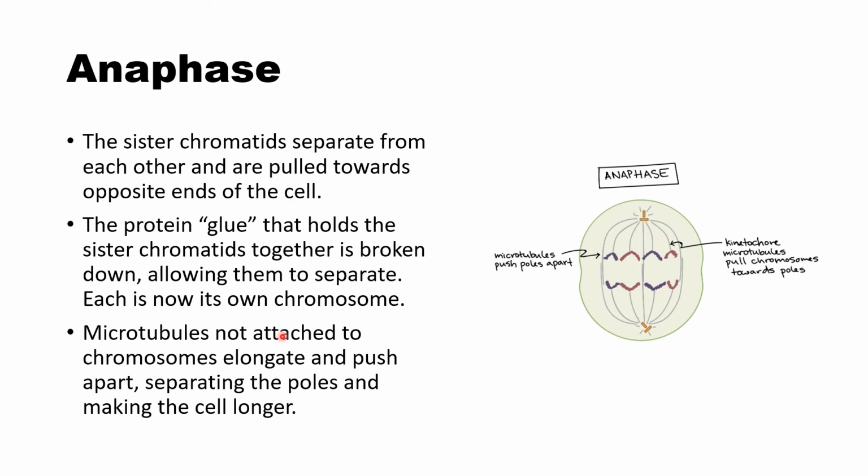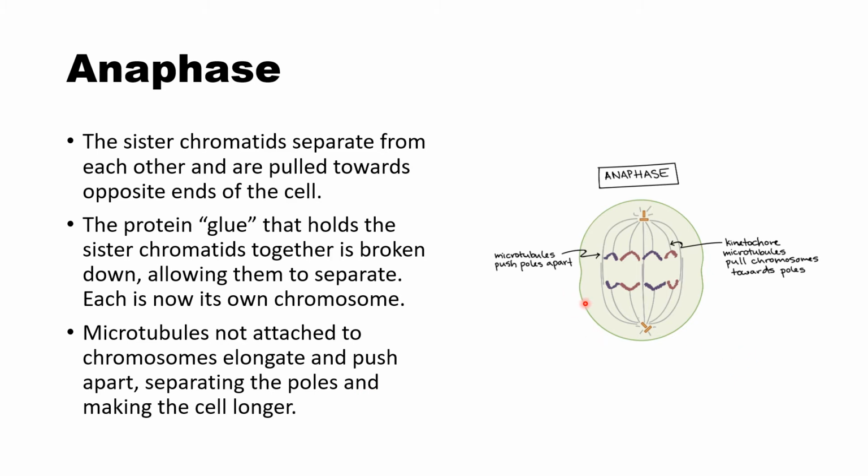So, basically, pag in-split mo or pinull mo apart yung sister chromatids, they will become its own chromosome. So, isang chromosome ito, isang chromosome na ito. So, and then yung mga microtubules that are not attached to the chromosomes elongate and push apart, separating the poles and making the cell longer.